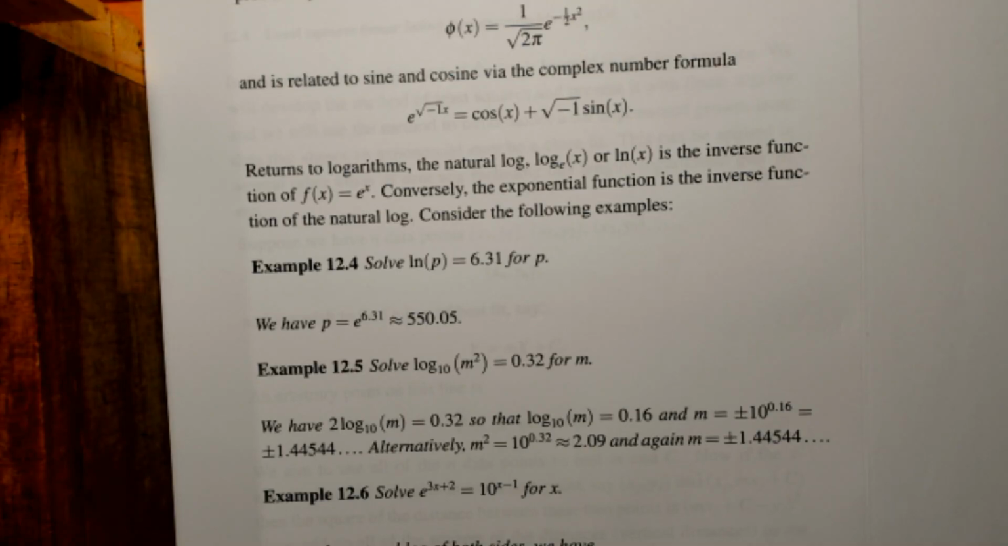Next example. Solve log to base 10 of m squared equals 0.32 for m. Okay, so remember we can bring down that power of 2. So we've got 2 log to base 10 of m is 0.32. Now we could divide by 2 and say that log to base 10 of m is 0.16. And then m is equal to plus or minus 10 to the power of 0.16.